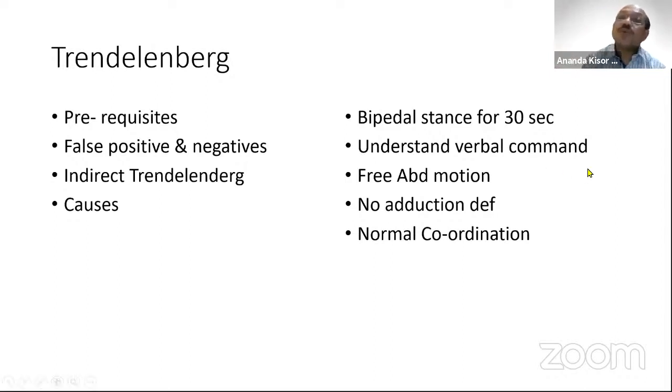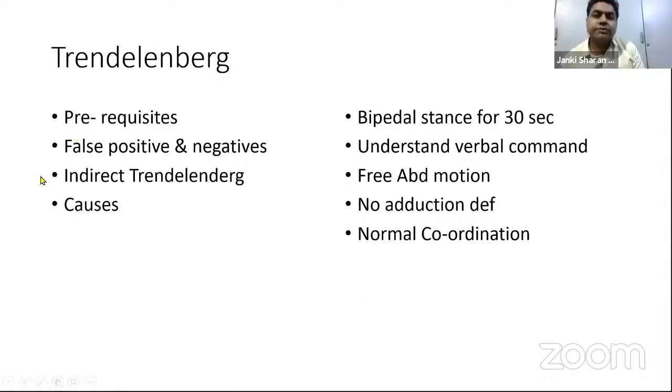But at the same time, there should not be any adduction deformity, because in adduction deformity the pelvis is always higher up. So in the affected side, if there is adduction deformity, there is no abduction, so it will not allow the pelvis to go up on the unsupported side. So free abduction and no adduction deformity is a must for producing a normal Trendelenburg test. And normal coordination is most important. If the patient has abnormal coordination, it is very difficult to elicit the Trendelenburg test. These are the prerequisites.